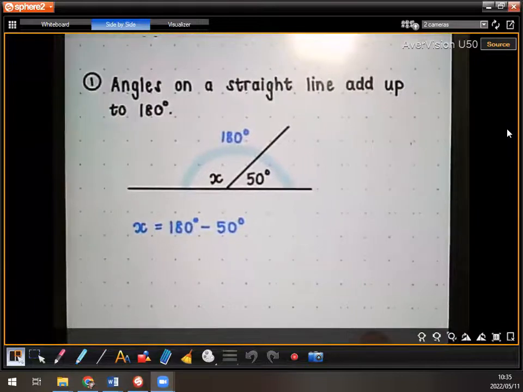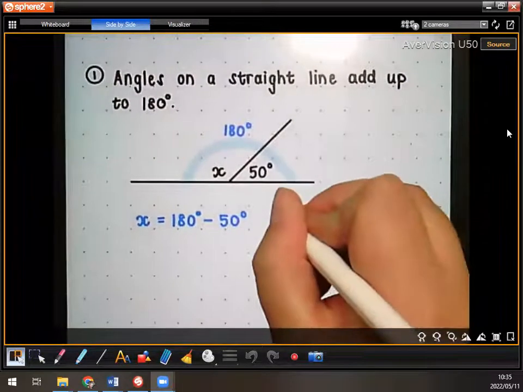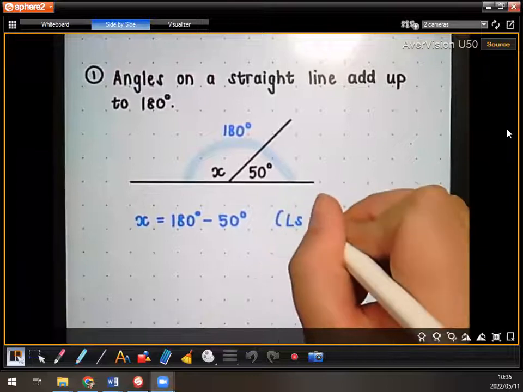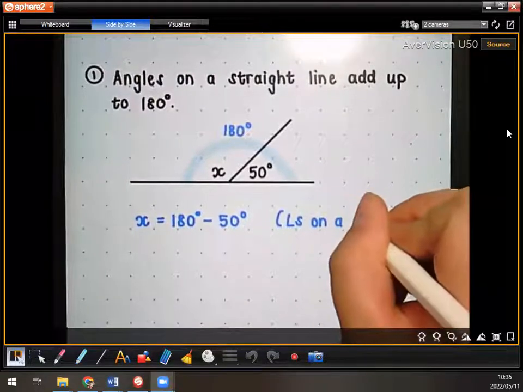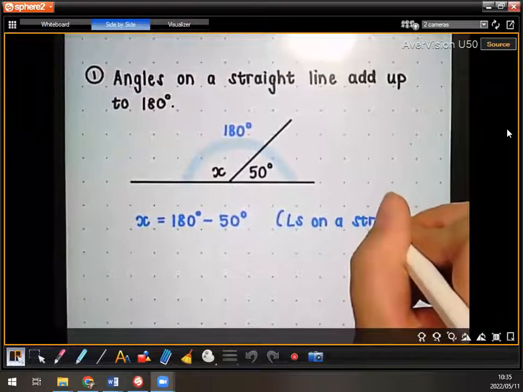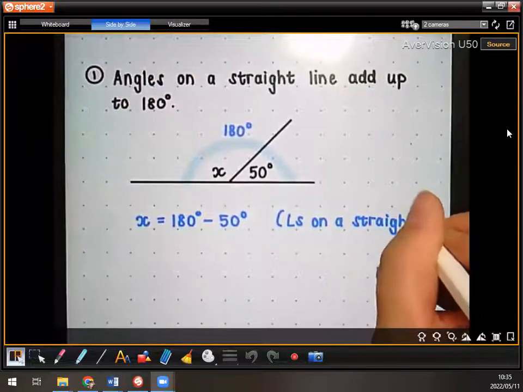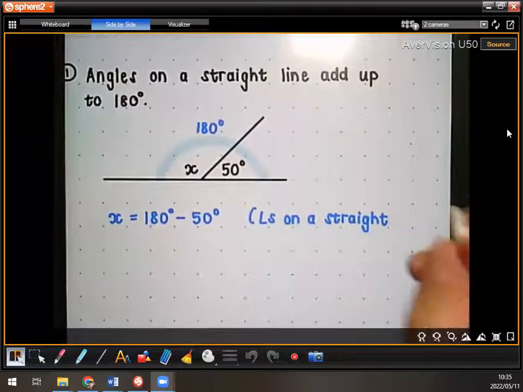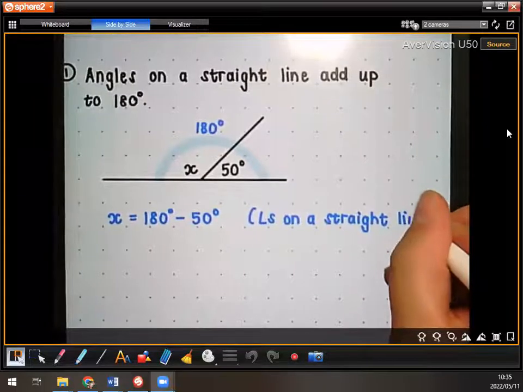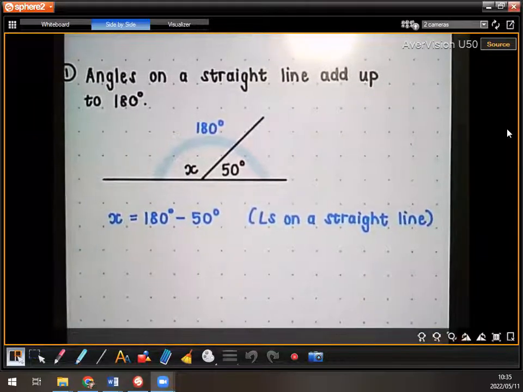Guys, again, remember with geometry, we always have to have a reason. So the reason for this is angles on a straight line. So again, every time you use this rule, you need to write that in brackets next to your calculation. I'm going to highlight that reason again.